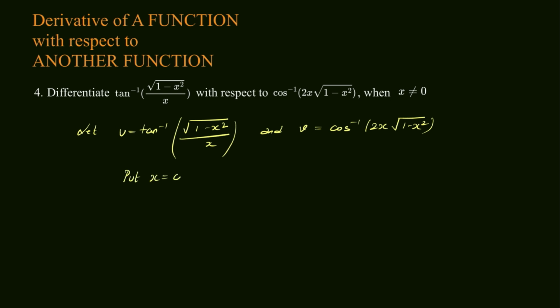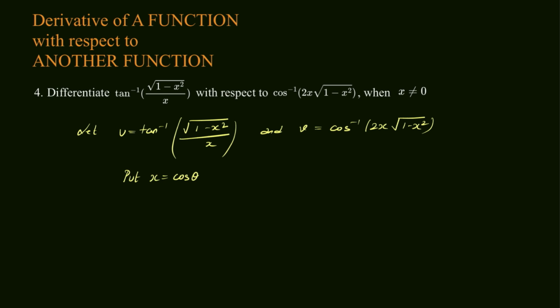x as cos theta, because if I put x as cos theta, then here in denominator it will be cos theta, and in numerator it will be square root of 1 minus cos square theta, which is sin theta, and sin by cos is tan, and outside we can see tan inverse. So it will be good if I put x as cos theta.